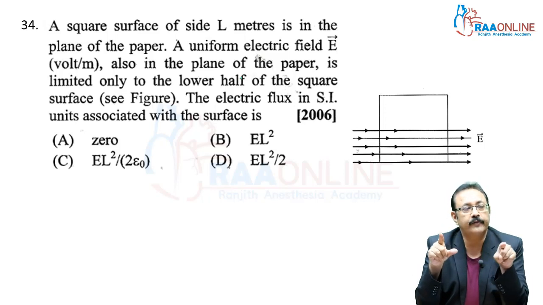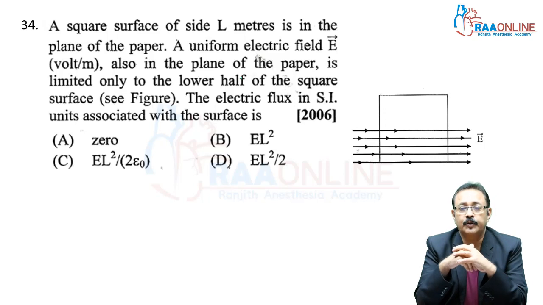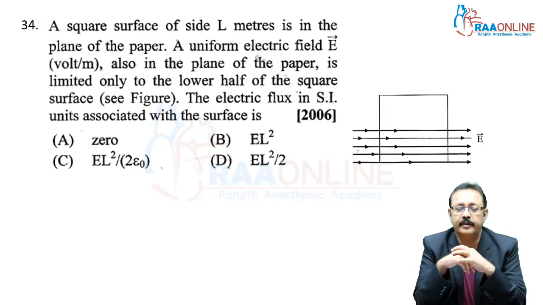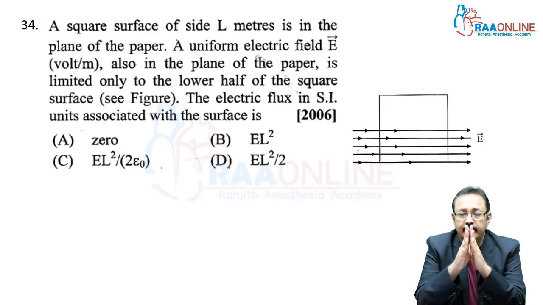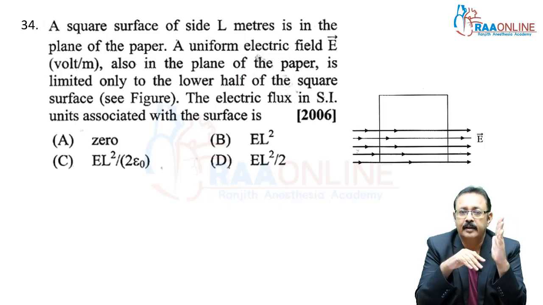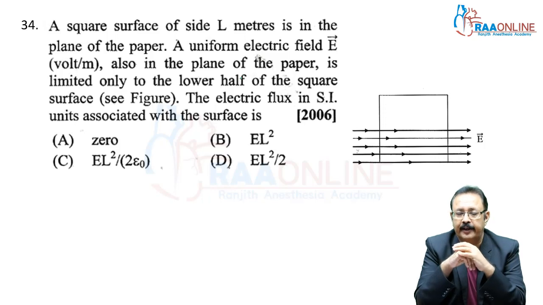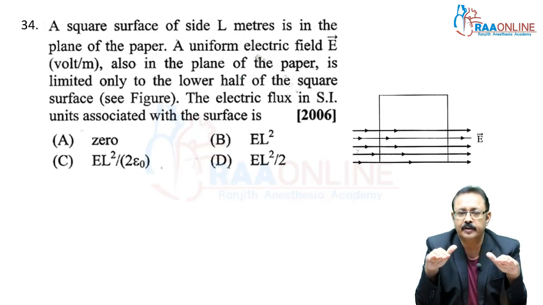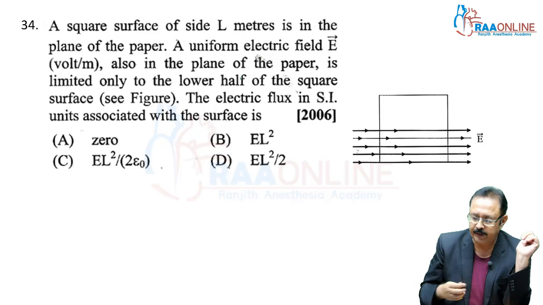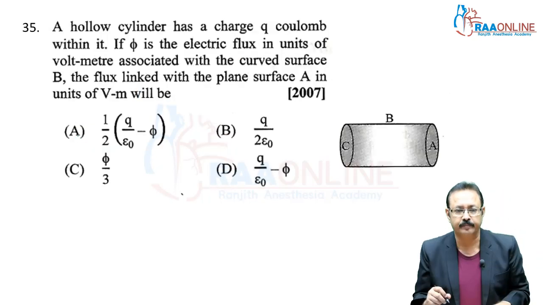You can imagine that the whole surface area is L square. They are talking about the lower half, so it should be half of L square. You can go like that, but no. See, the square is in the plane of E, not perpendicular to it. So no flux will be incident on your surface normally. It means the flux related to your surface is 0. So we are going with option A.